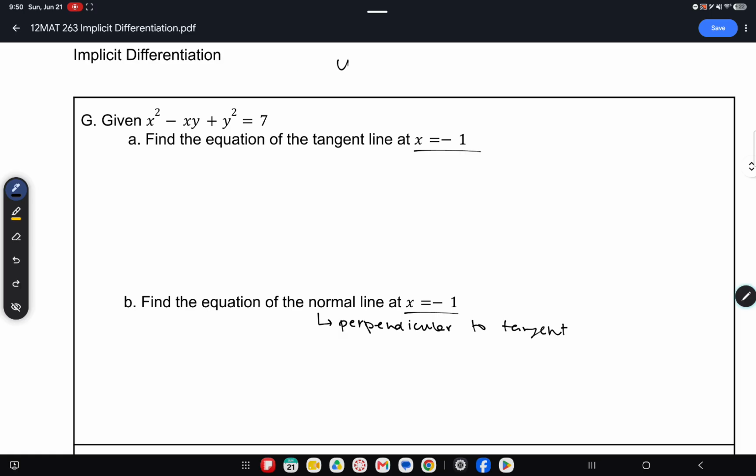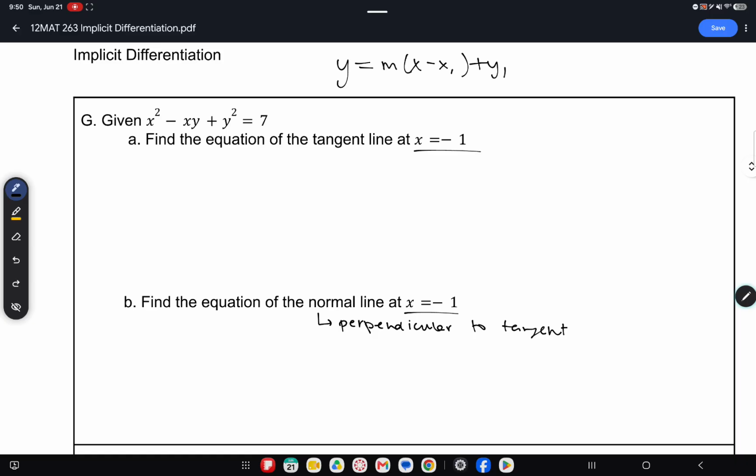All right, so what do we need for an equation? We need a point and a slope, because our equation is going to be y equals m times x minus x1 plus y1. So a point and a slope. We can get the slope by doing the derivative at a point. So we can find the y value first, or we can find the slope first. The order doesn't matter.